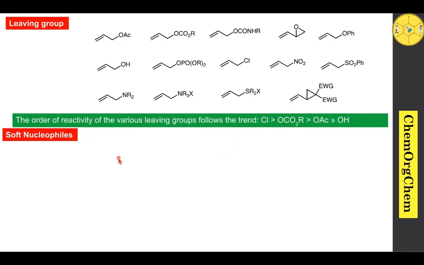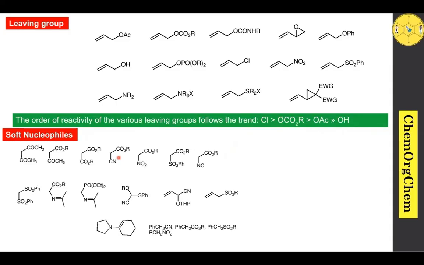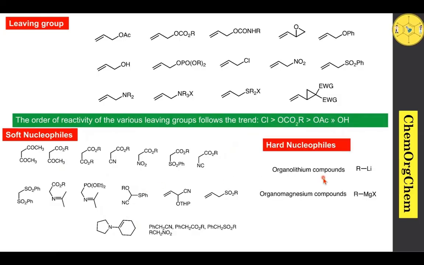Moving on to soft nucleophiles, there are a lot of carbon-based soft nucleophiles that can be useful for this Tsuji-Trost allylation reaction. Here you can see that various active methylene compounds can be useful, and even enamines are also useful. In case of hard nucleophiles, organolithium or organomagnesium compounds act as hard nucleophiles in this reaction.